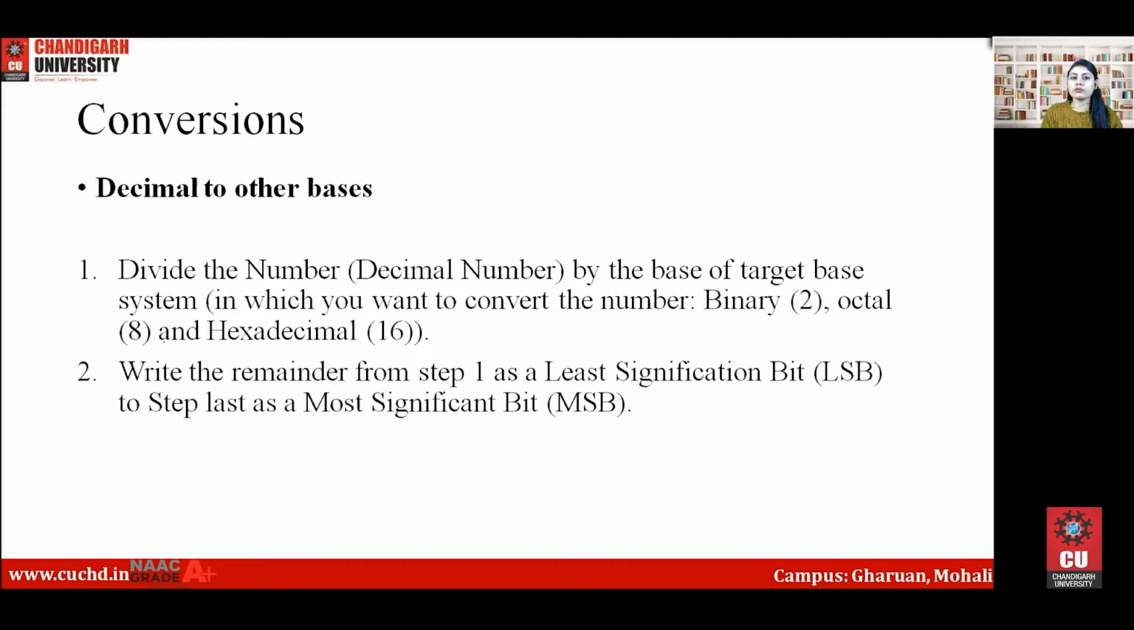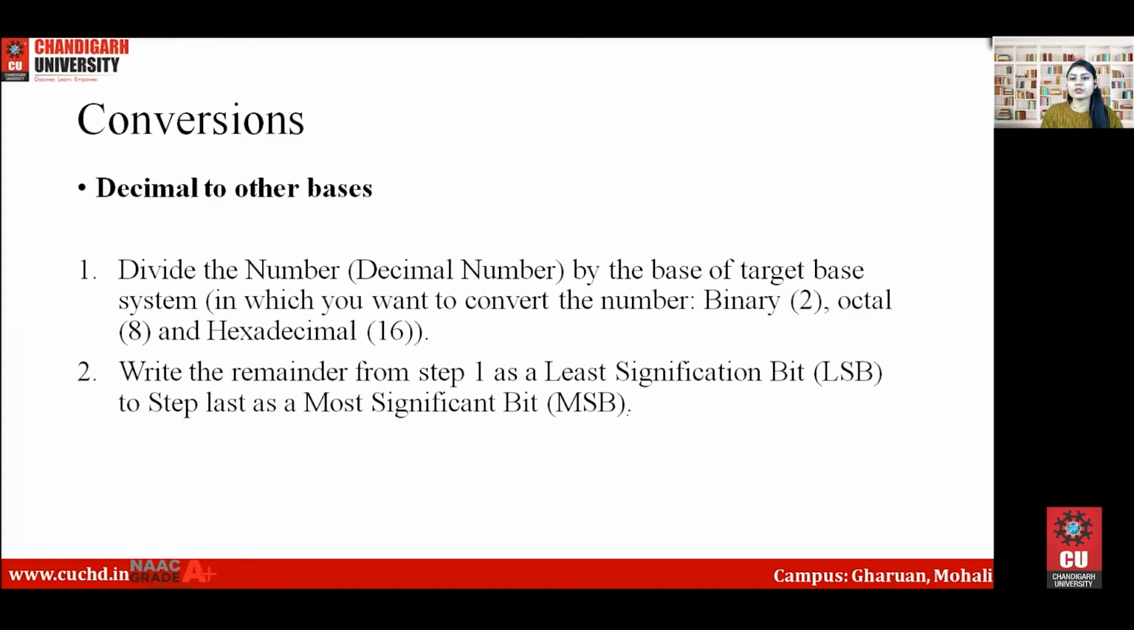So let's talk about the very first conversion. The first conversion that we are going to study is, if you have a decimal number, how you are going to convert that decimal number into other bases, be it binary, octal or hexadecimal. So we have a very simple method. We have to perform two steps, to convert it into binary, octal or hexadecimal. So the first step will be, I am going to take the number and divide that number by the base of the resultant.